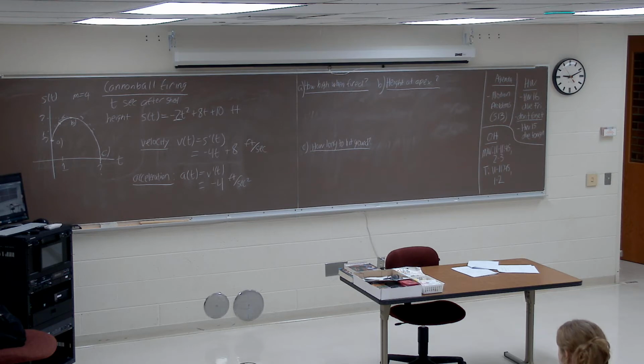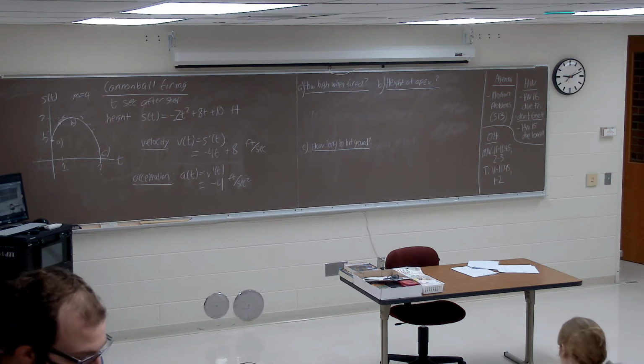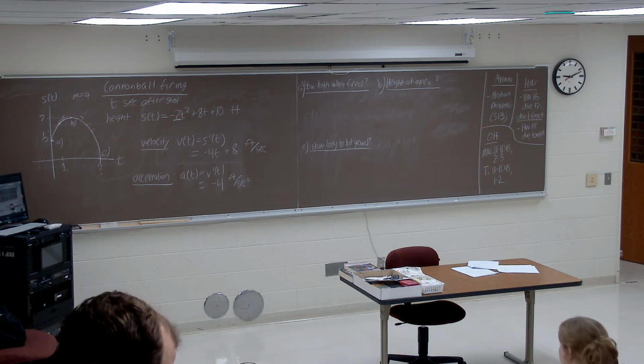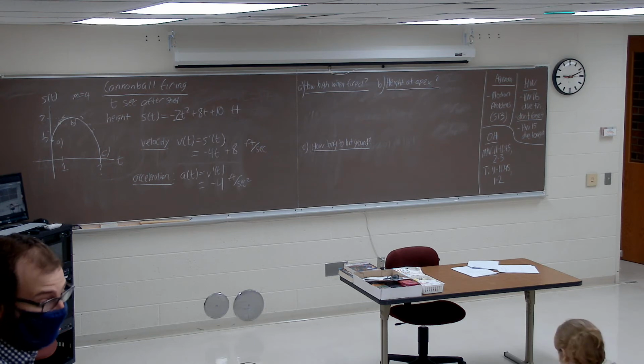I think the best way to do this is probably going to be to factor. For part B, with velocity, it might help to factor out what's left, which is negative 4t plus 8. You've got to set velocity equal to 0. The speed is 0 because it's changing positions, so it goes from positive to negative. So at some point it has to be 0.